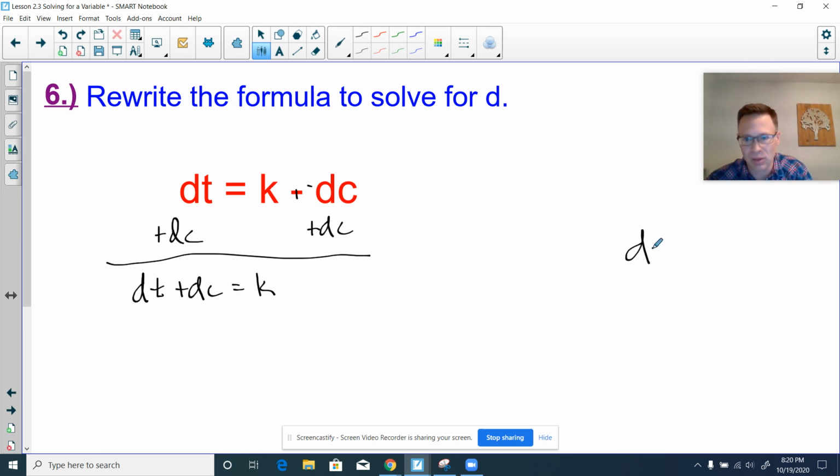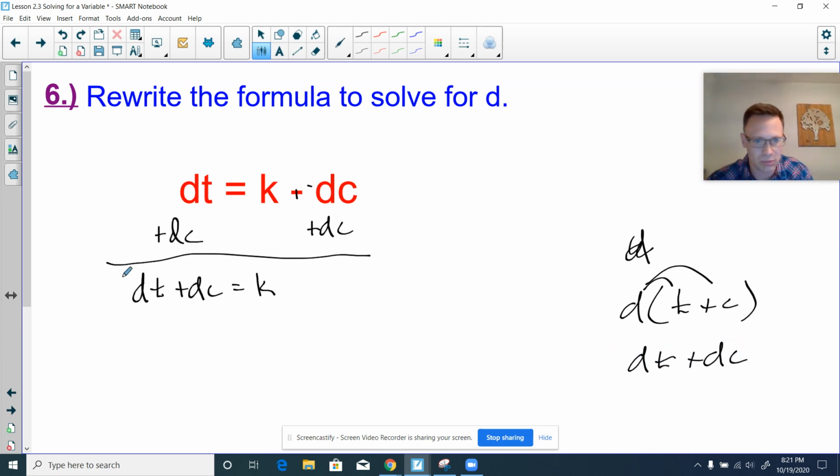I have D, well, let's imagine this. I have D on the outside of T plus C, right? If I look at this, my instinct should be telling me to distribute. And when I do that, I end up with dT plus dC. Well, check it out. That's what I got. So I'm actually going to work this backwards and do that in this problem. It's called factoring out. So I'm going to take that d out. So it's going to be d on the outside, and the inside I'm going to have t plus c equals k.